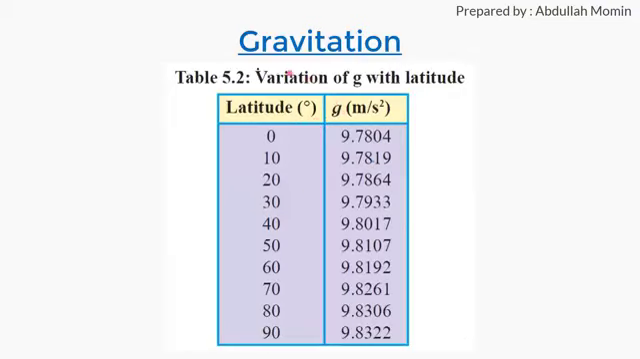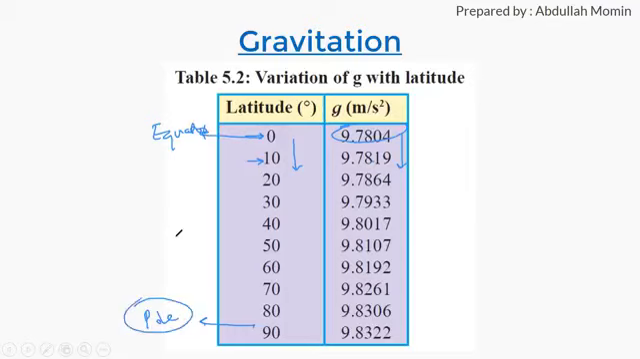So we have some values of acceleration due to gravity. When latitude is 0, the value of acceleration due to gravity is 9.780. Then when the latitude is 10, as latitude increases, the value of acceleration due to gravity increases. This is on the equator and this is on the pole.